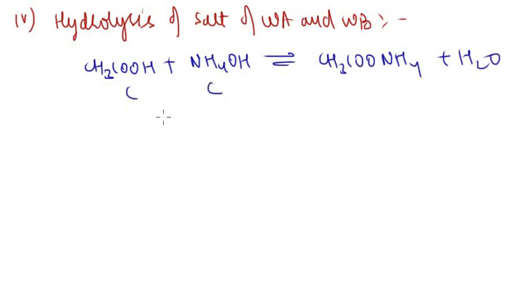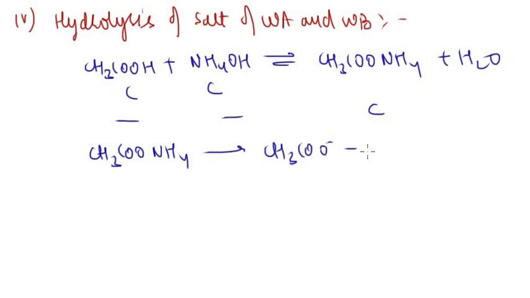So the concentration C will dissociate to form CH3COONH4, which will form CH3COO minus plus NH4 plus. Initially it was C, and it will form C over here and C over here.